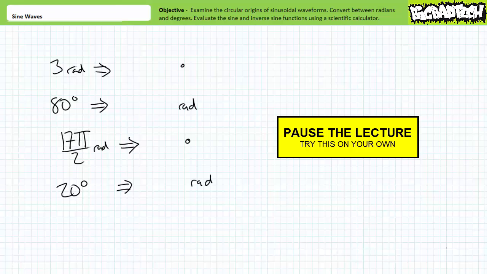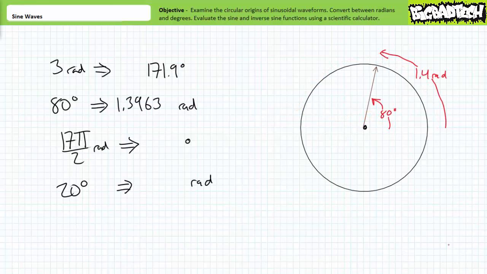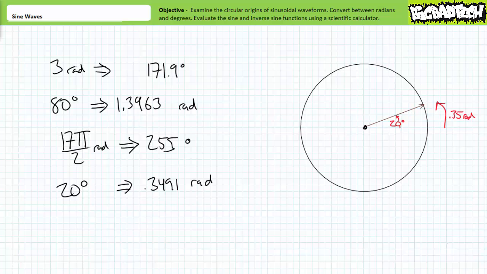If you're tracking, you should have obtained the following values. 3 radians is roughly equivalent to 171.9 degrees. Given 3.14 radians is halfway around at 180 degrees, 171.9 degrees would be just a little shy of 180 degrees. 80 degrees would be roughly equivalent to 1.4 radians. 17 pi over 12 radians would be equal to 255 degrees. And finally, 20 degrees is roughly equivalent to 0.35 radians.